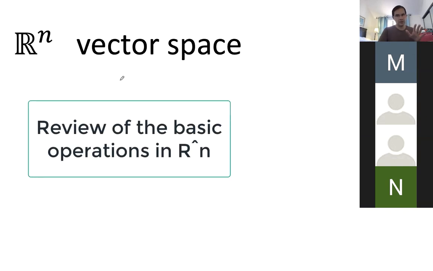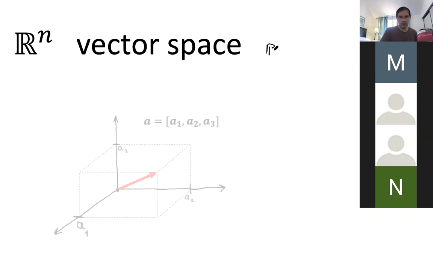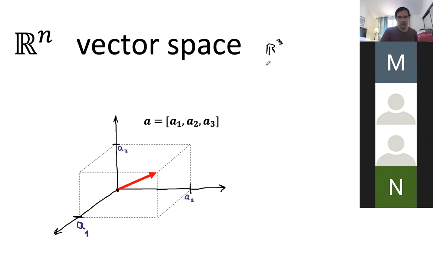Let's go to n-dimensional space. Most of the time we'll be working in three-dimensional space. So for example, in R3, every vector looks like this. So A has three components because I'm in three-dimensional space: A1, A2, and then A3.